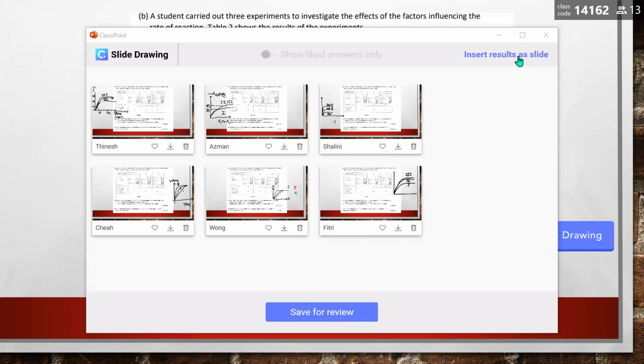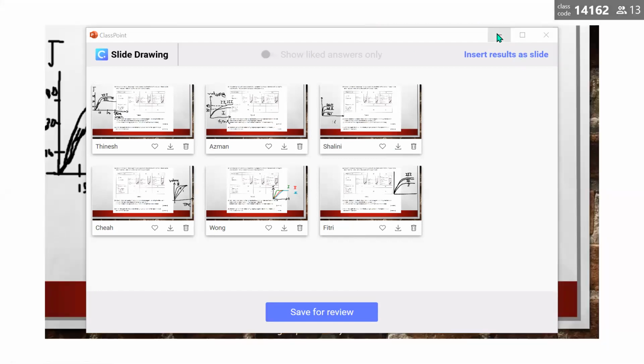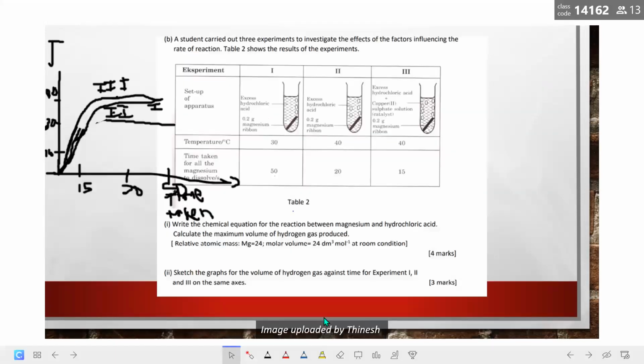Okay, so I am going to insert their results as a slide, so we can go through their answers one by one. So this is Tinish's answer, yeah? Tinish, what is this by the side? What is this? The temperature, sir. Temperature. Why? They ask you to draw volume of gas over time.